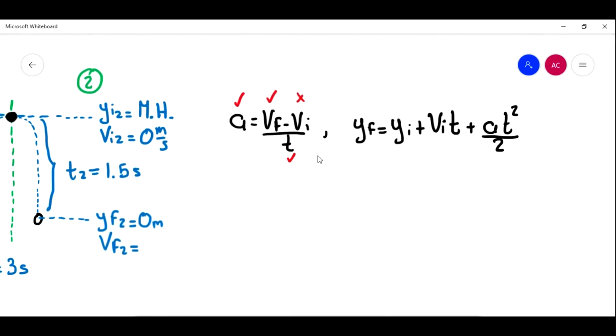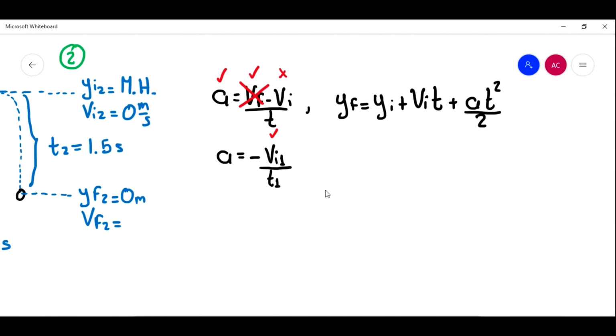So I'm going to cancel the final velocity of segment 1 because it's 0. Remember that the velocity at the maximum point is 0. So acceleration equals minus initial velocity of segment 1 over the time of segment 1. Okay, so I'm going to isolate the initial velocity. In this case it will be initial velocity of segment 1 equals minus the acceleration that multiplies the time 1.